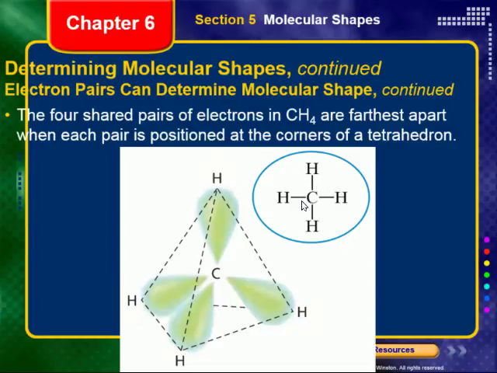These 4 bonds aren't going to be at 90 degrees to one another, because they don't inhabit 2 dimensions. They inhabit 3 dimensions. They can spread out into more dimensions than just the x-axis or the y-axis. They have the z-axis as well.